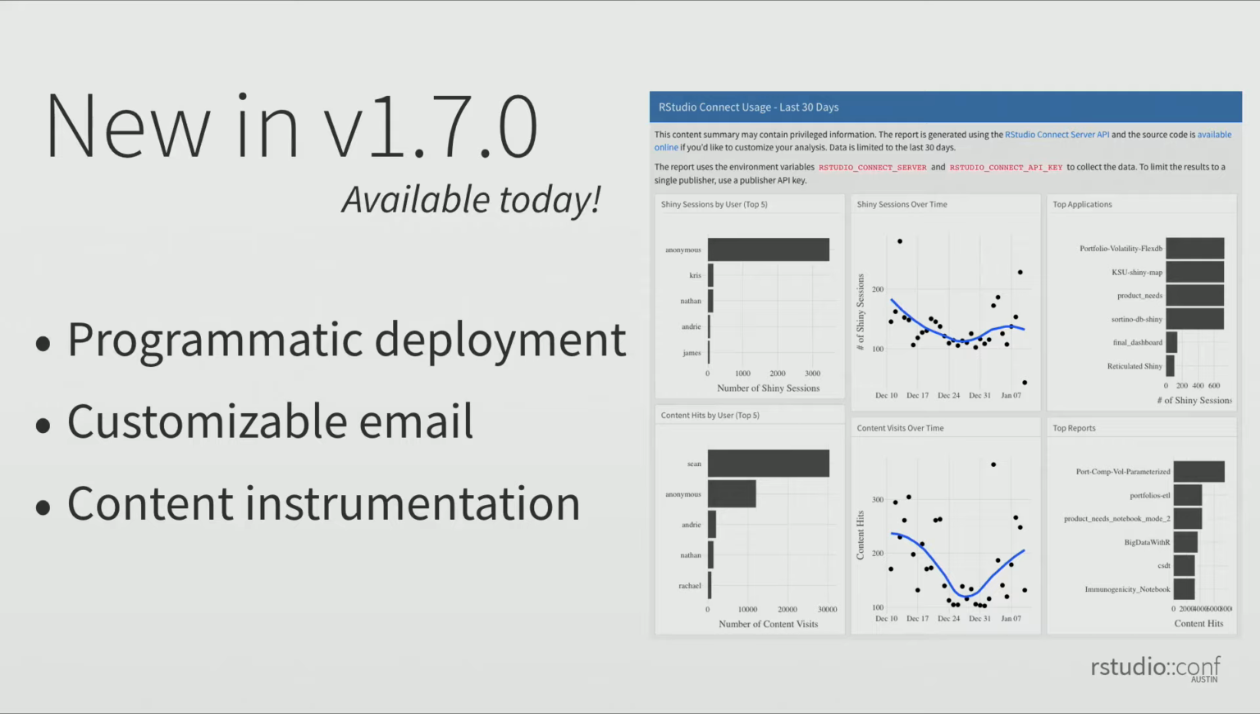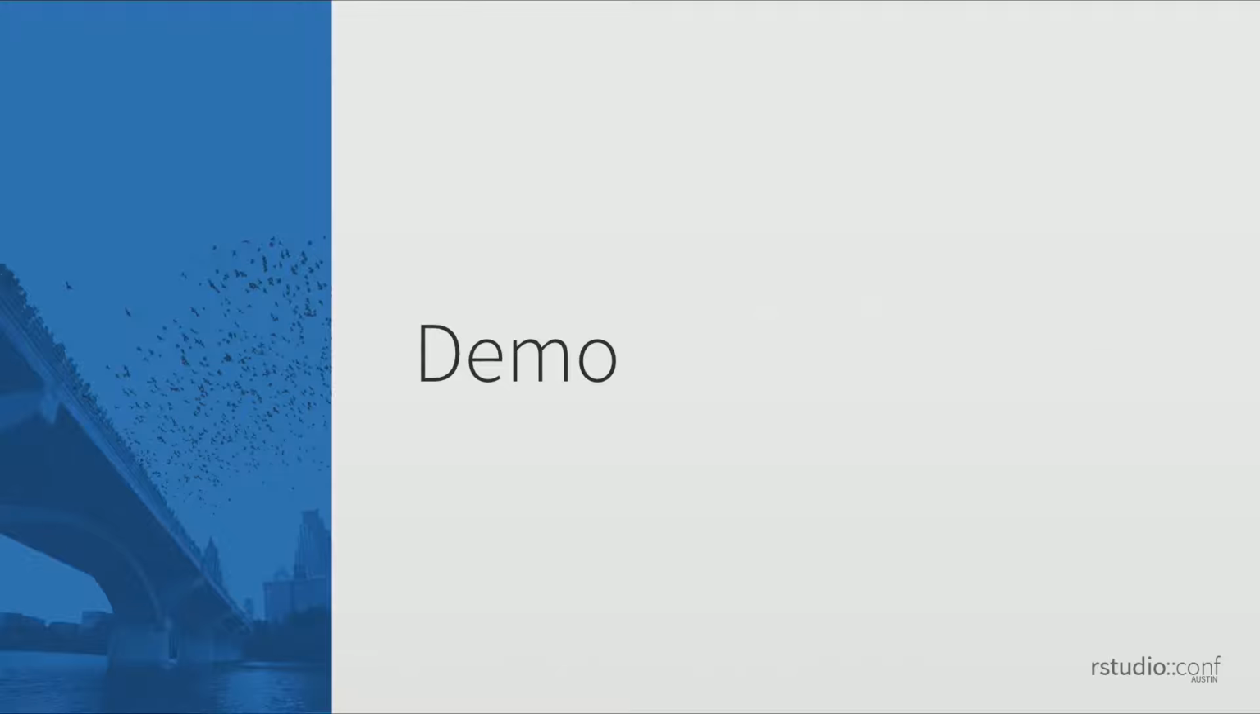We have customizable email, if you haven't seen this yet. So you can go in and tailor the body of an email or the message, as Tarif showed this morning. And lastly, we have content instrumentation, or metrics around your content. So you can see who's viewing your content when, and then you can use that data to develop reports or answer questions like what is the most important content, what should I be maintaining, where should I be putting my energy. So let me show you a quick demo of what that looks like.